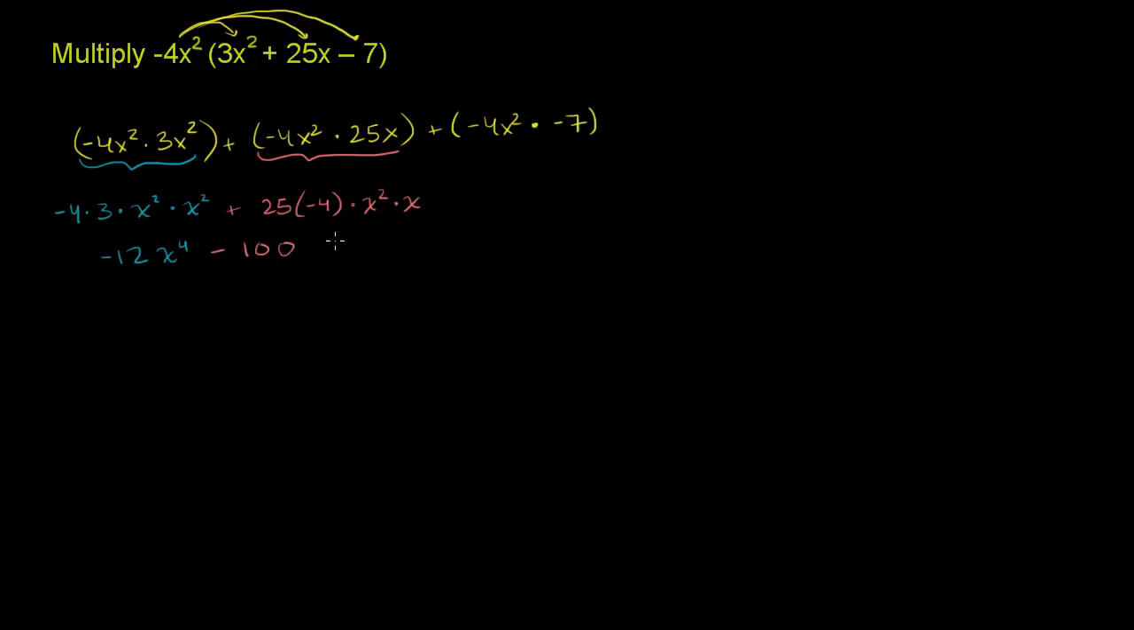And then we have x squared times x, or x squared times x to the first power. Same base, we can add the exponents. 2 plus 1 is 3. So this is negative 100x to the third power.